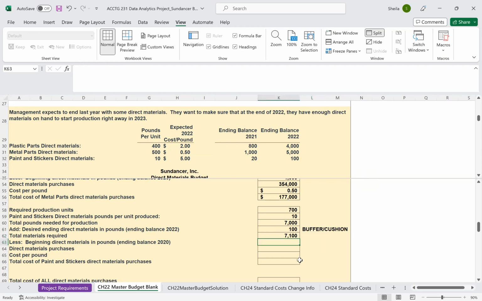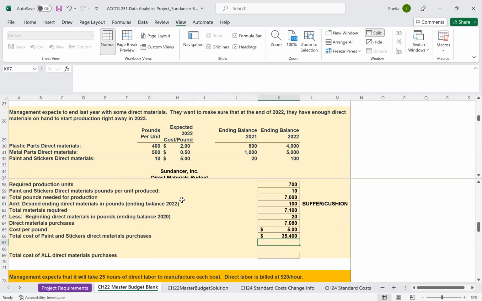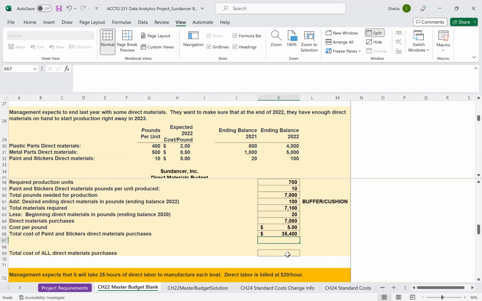So now my beginning balance that I already have is 20. So now I take my required minus my 20 and I get 7,080. My cost per pound is a little bit more expensive, $5. So my total cost is $5 times 7,080. All right, so now I've arrived at my total cost of all of my direct materials purchased.